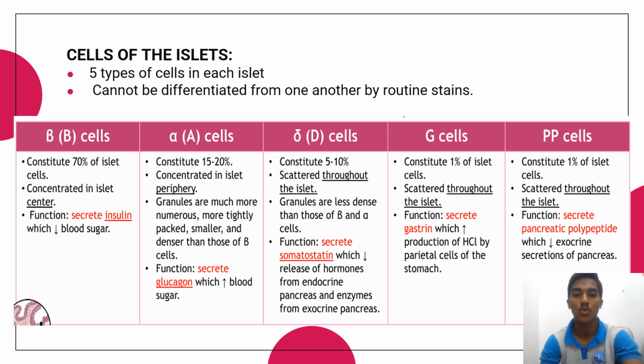Granules are much more numerous, more tightly packed, smaller and denser than those of beta cells. Its function is to secrete glucagon, which will increase your blood sugar level.